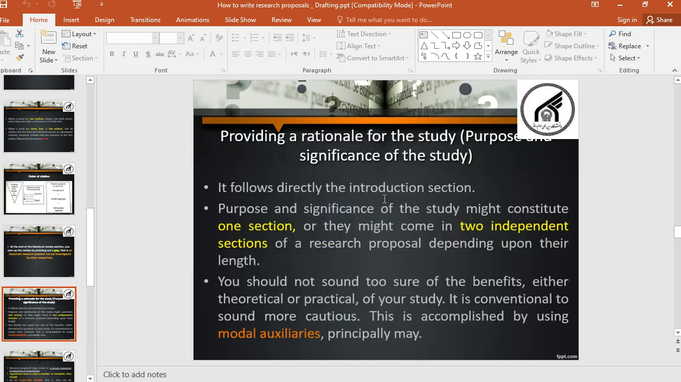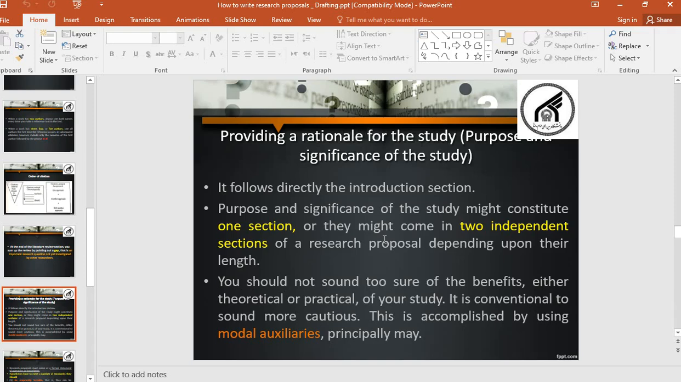Providing a rationale for the study, purpose and significance of the study. So in the significance of the study, you have to provide a rationale, or the logic. What is the logic behind this study? Why are we going to work on this? It follows directly the introduction section. Purpose and significance of the study might constitute one section, or they might come in two independent sections.